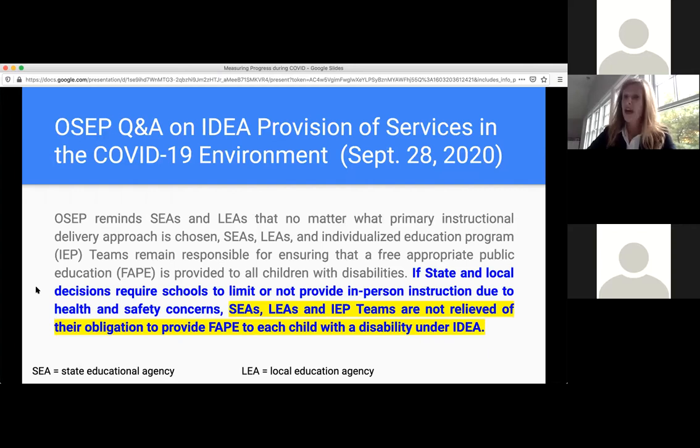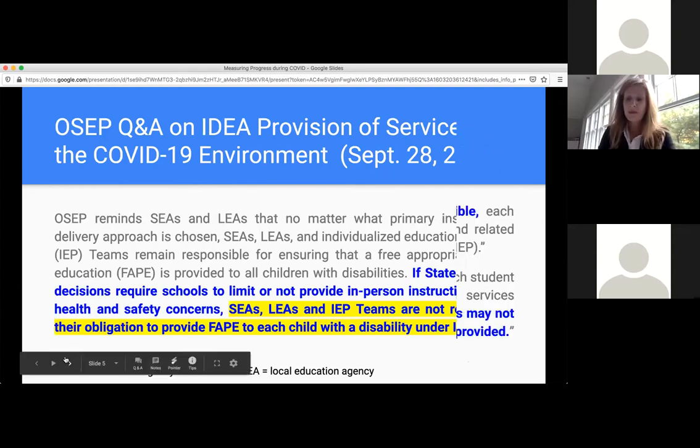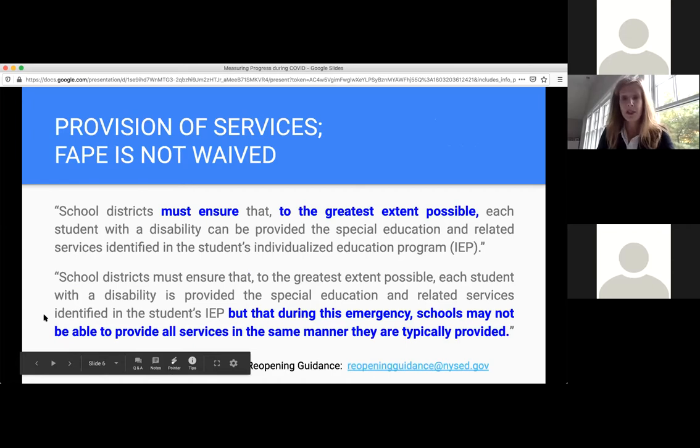You should not be signing any waivers. If anything comes home to you looking like a waiver, you should be discussing it, but there has been no waiver of FAPE during this pandemic. School districts must ensure, to the greatest extent possible, that each child with a disability is provided the special education and related services that are identified in that student's IEP.